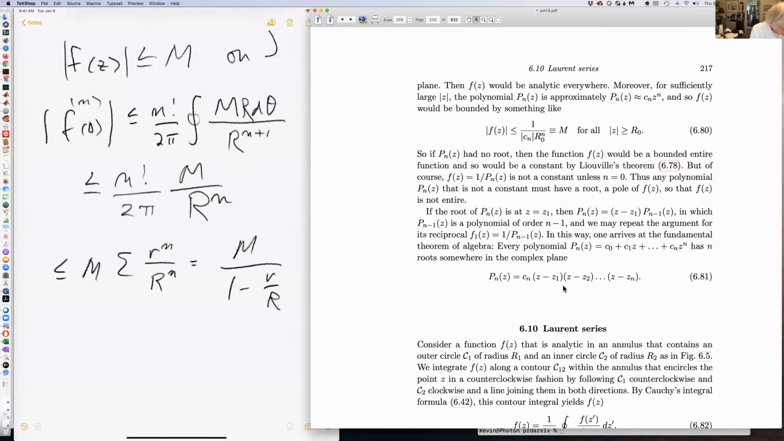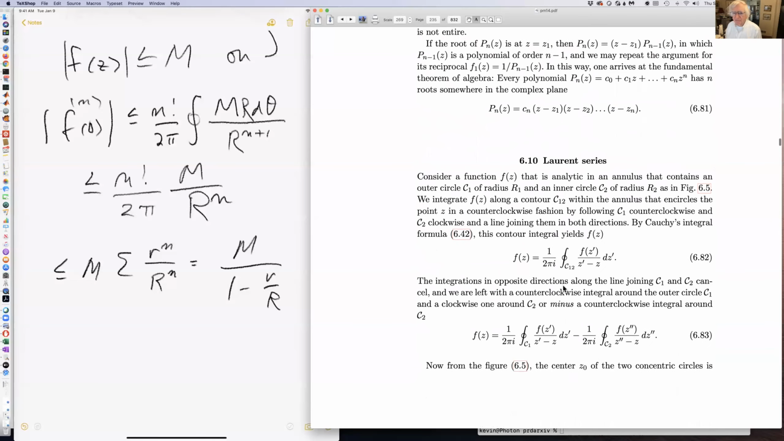Page 200. Oh, that's the proof of the theorem. Anyway, I forget where we used it. Maybe somebody in the class remembers where we used this fundamental theorem of algebra. I can't remember.